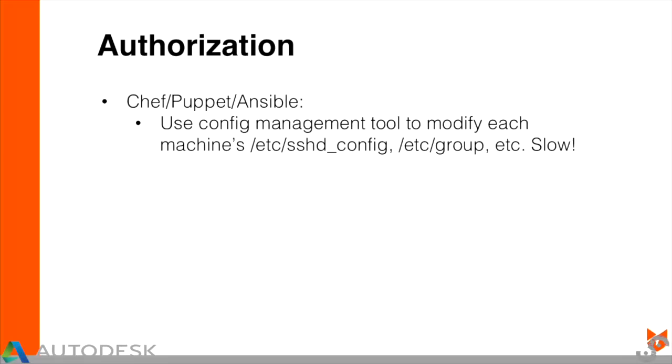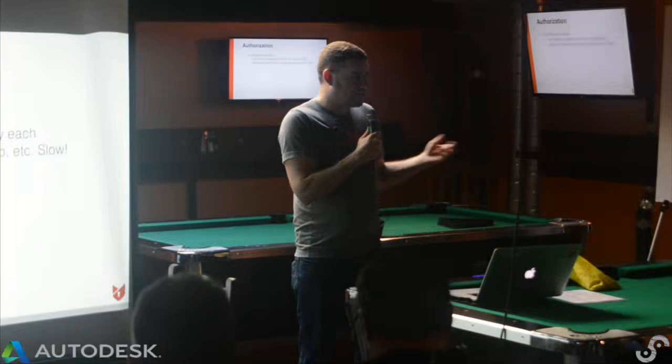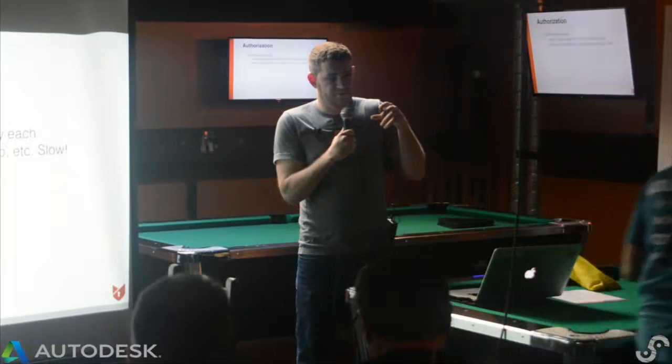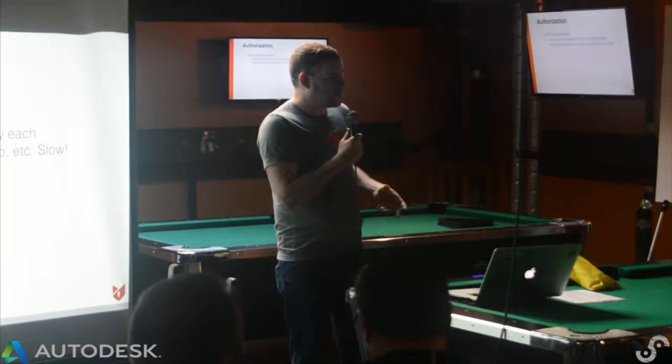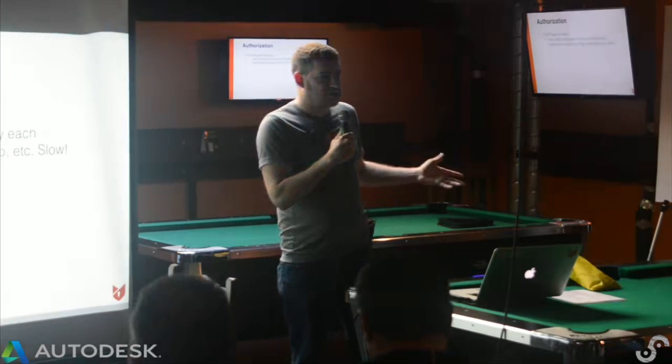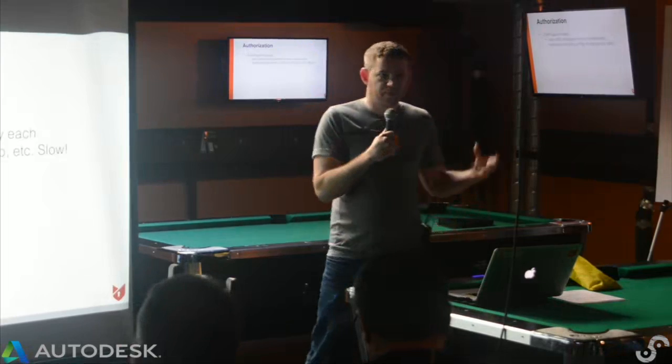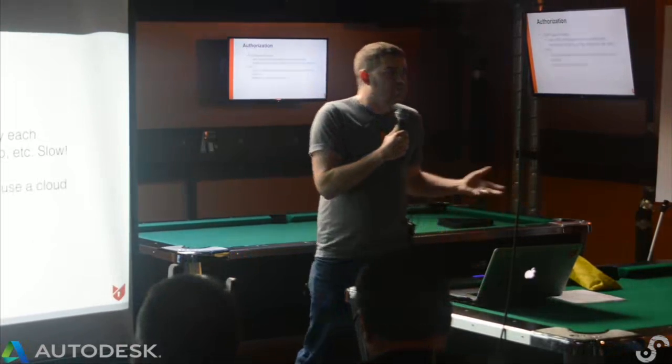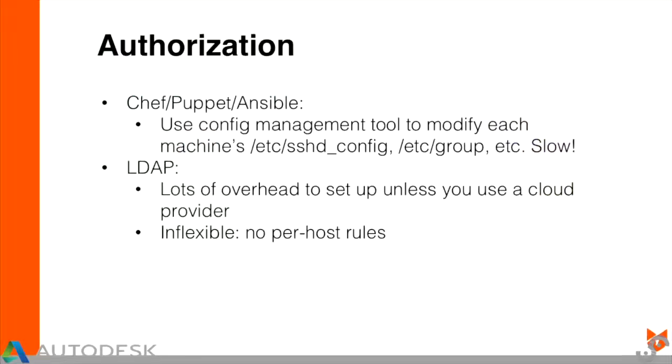This works. It's pretty pervasive, but it's very slow. Right? If you want to make a change to your access, right, you check out the repo from GitHub. You check in your change. Maybe you get it code reviewed. You push it out to the GitHub repo, and then maybe Chef server picks it up. Then maybe you have to run knife. Right? It could take a long time. We're talking about things that are much more dynamic. Some people will switch to an LDAP server, right? A lot of overhead to set these up, unless you use a cloud provider like us. And they're somewhat inflexible. It's harder to set up per host rules, who can be on what kinds of hosts as well.